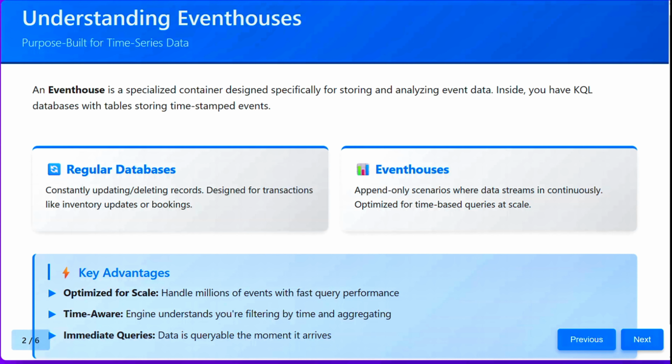Think of taxi rides as an example. Imagine events capturing every ride: pickup time, drop-off time, number of passengers, fare amounts. All these events are happening continuously across a city, and an event house is designed to ingest this flood of data efficiently and make it immediately queryable.